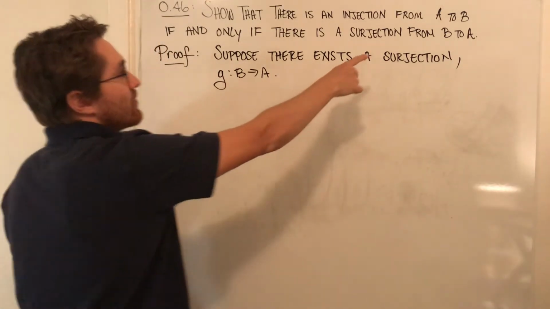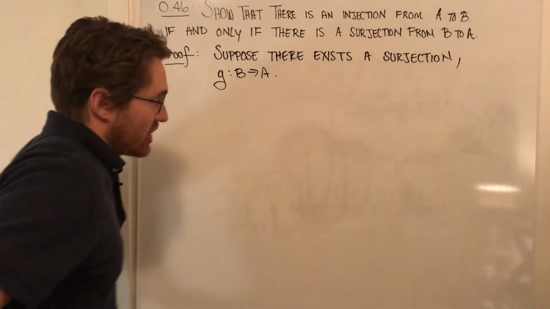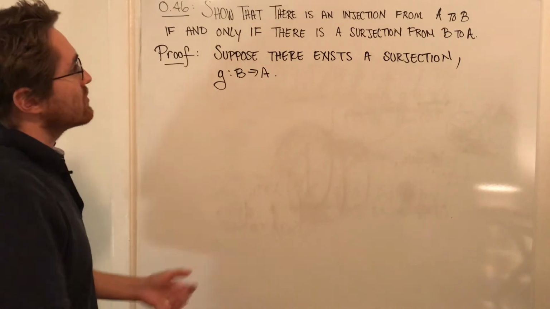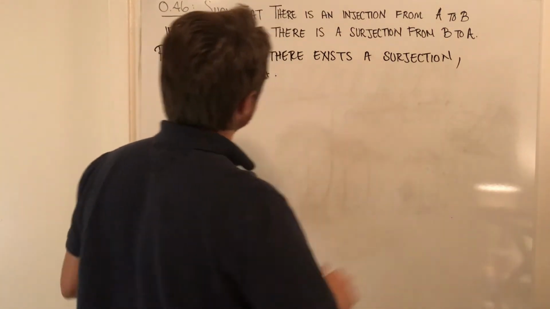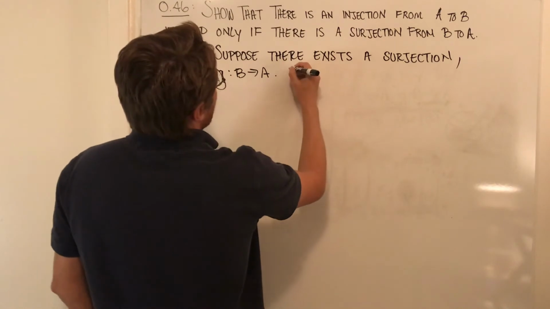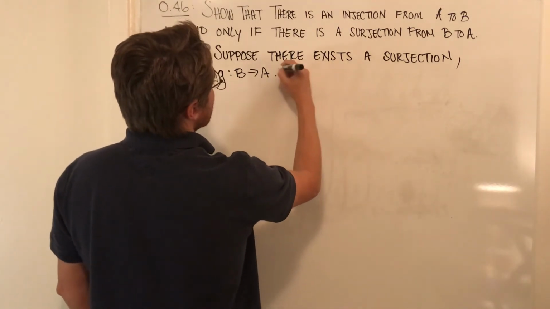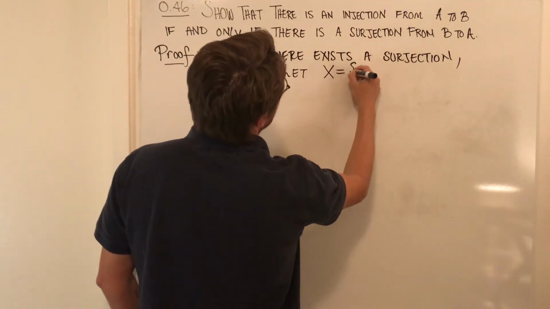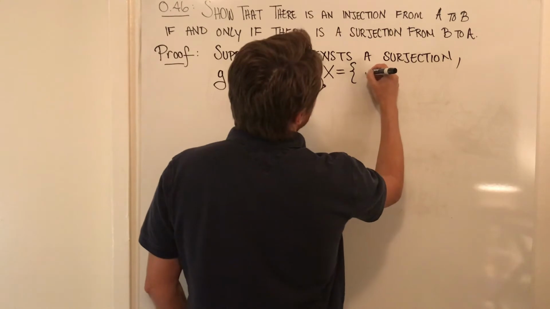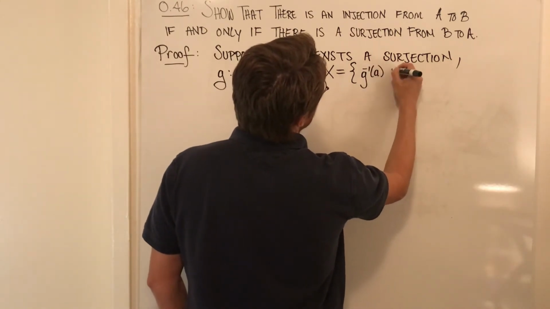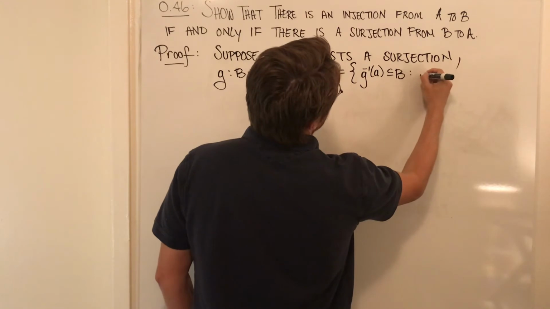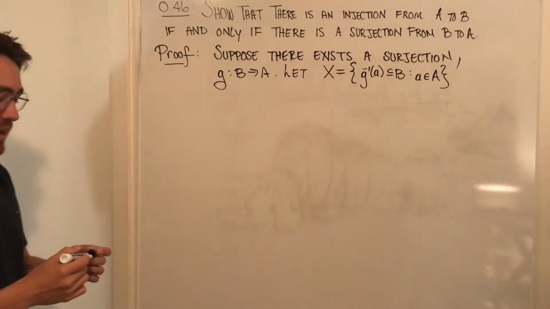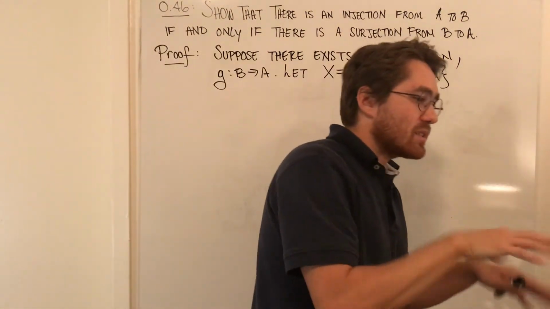What I want to show is that I can find some function which is an injection going the opposite direction from A to B. And how are we going to do this? OK, so since g is a surjection from B to A, we let x equal to this set of all g inverse of a's, which are subsets of B, where a is an element of A. So this is where we're taking our first steps into something maybe slightly tricky.